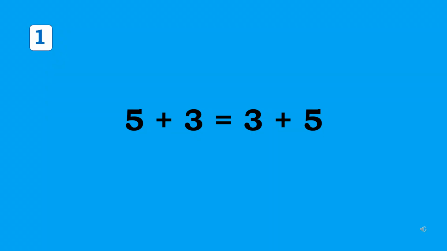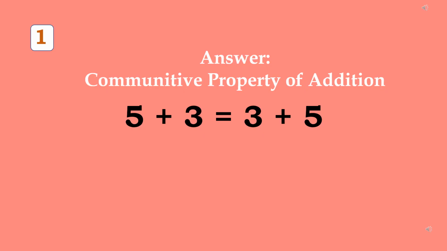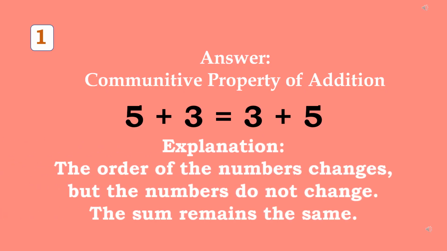The first property is 5 plus 3 equals 3 plus 5. What property is this? The answer is the commutative property of addition. The order of the numbers changes, but the numbers do not change. The sum remains the same.